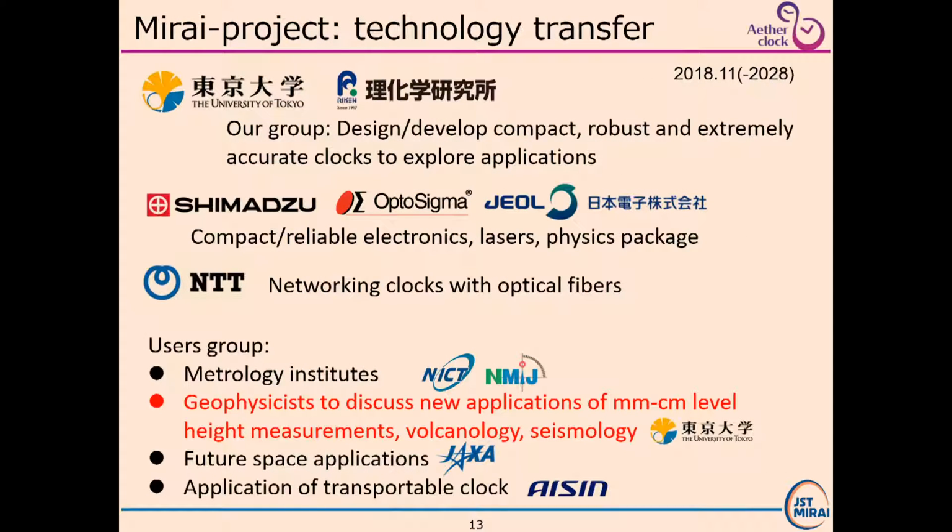So, in the Mirai project, we are interested in the technology transfer of a clock to industry partners. We design a compact and robust and extremely accurate clock to explore new applications. And manufacturers, Shimadzu and JEO, develop compact and reliable electronics and lasers and physics packages. We also have collaboration with NTT, a telecom company, and they help networking clocks with their fibers.